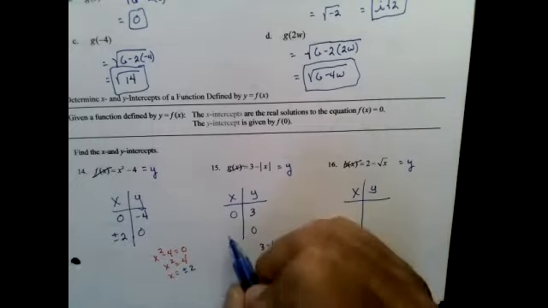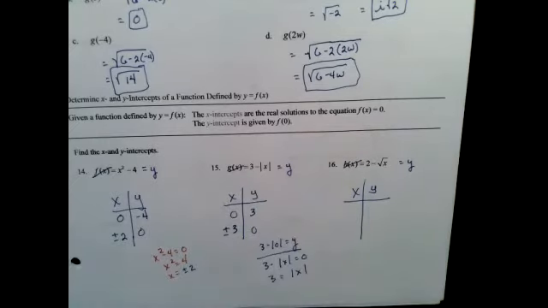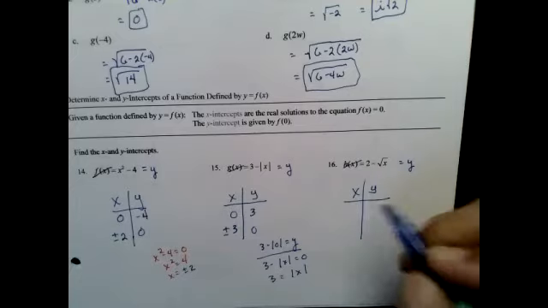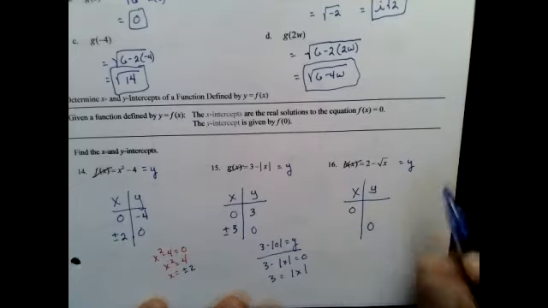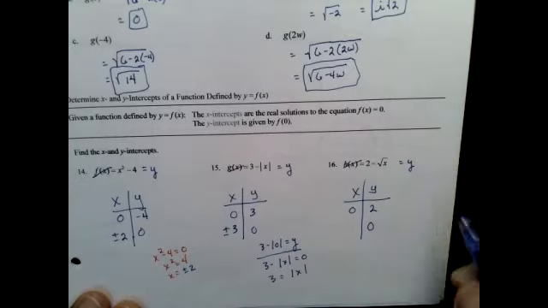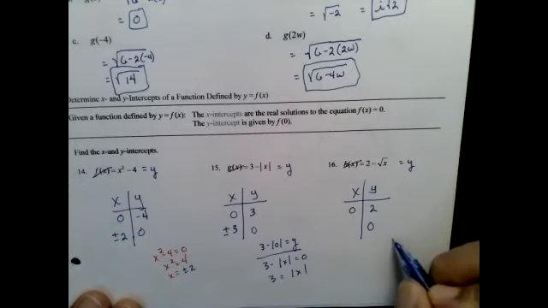3 and -3. 3 and -3. Good. Up here, if I put 0 in for X, I'm happy about that. 0 in for X, Y equals 2.